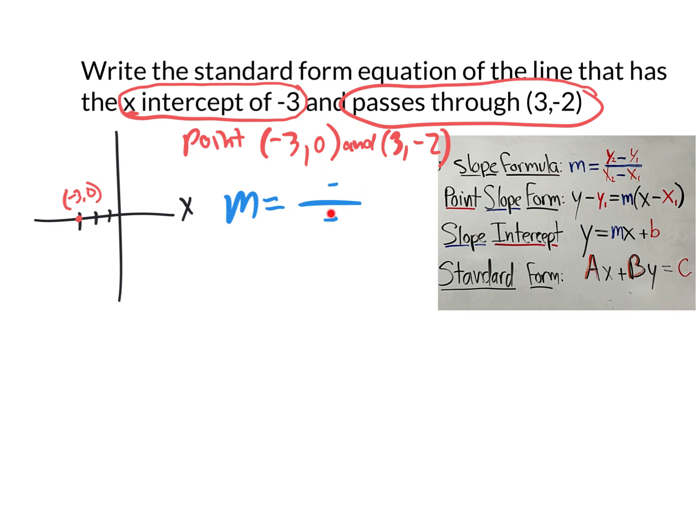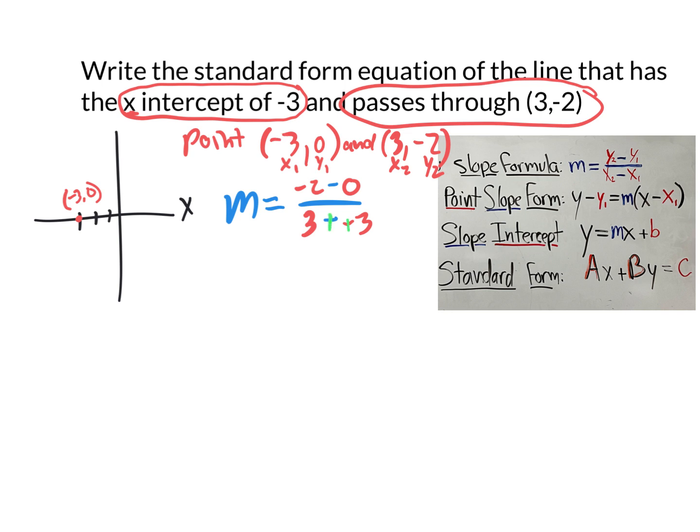I recommend doing the division and the subtractions and then plugging in your first point, your second point. So y2 is negative 2, y1 is 0, x2 is 3, x1 is negative 3. Again, y2, y1, x2, x1. Change the minus to plus.